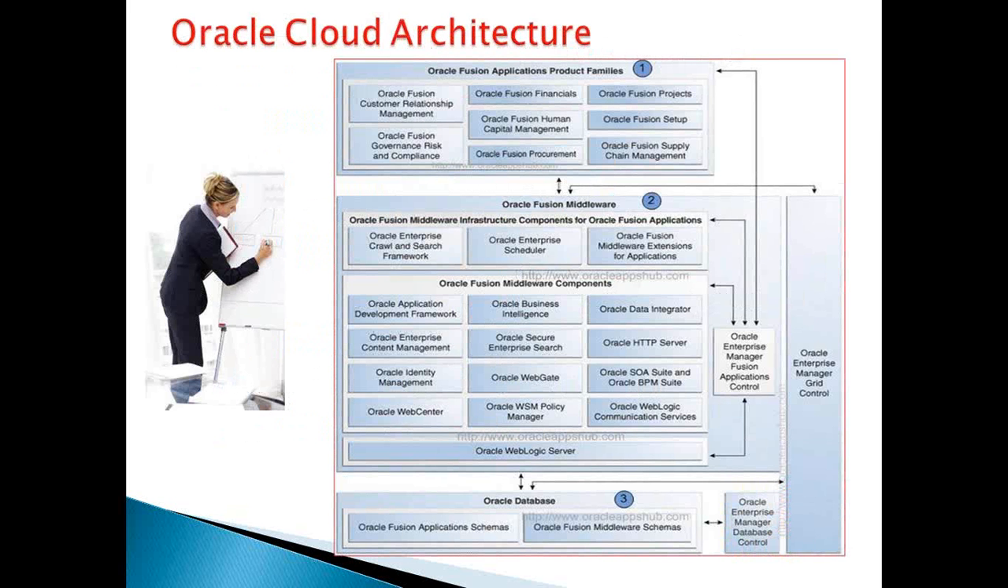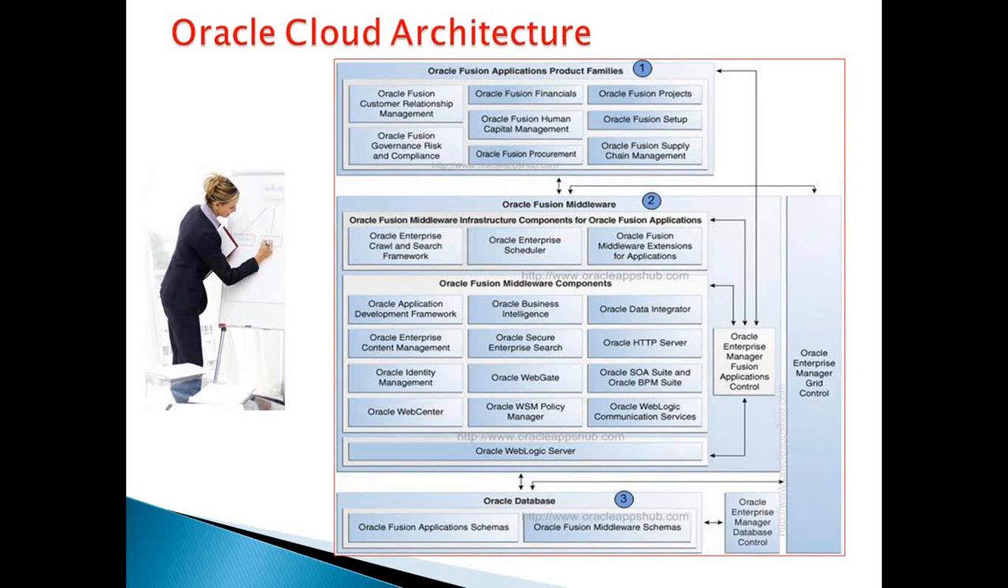So here is how the cloud architecture looks. The cloud architecture is a three-tier architecture, where the first tier will always be the application product families, like Fusion Financials, Fusion Projects, Fusion Human Capital Management, etc. The second layer is the Fusion middleware, where you have all the servers like Oracle Business Intelligence, WebGate, WebCenter, Identity Manager, HTTP server, SOA suite and BPM suite, data integrator. All of these are available in the middleware.